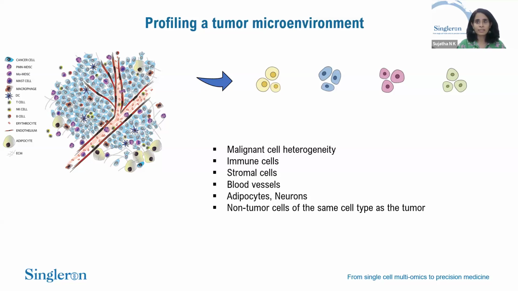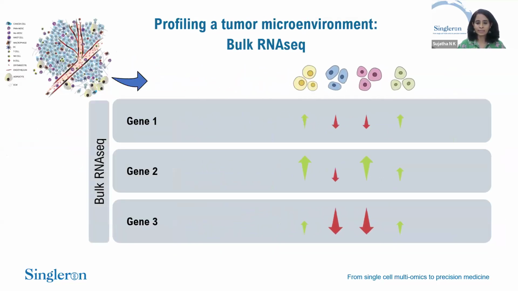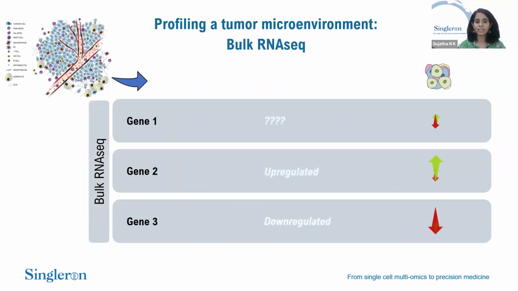To understand all these different cells, if you did bulk sequencing, you would take the entire tumor, mash it up, and run a bulk RNA-seq, and you get an average profile. Looking at the different genes, for gene 1 it's very hard to tell if it was upregulated or downregulated. Gene 2 in this sample you would assume is upregulated, and gene 3 is downregulated. This is the useful information you would get from bulk-seq.